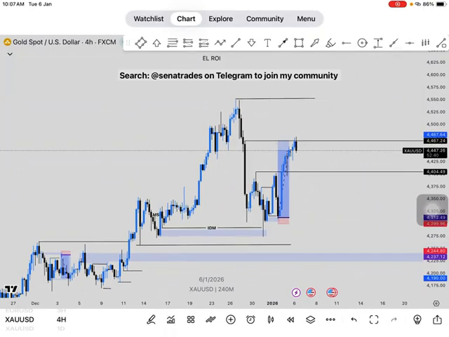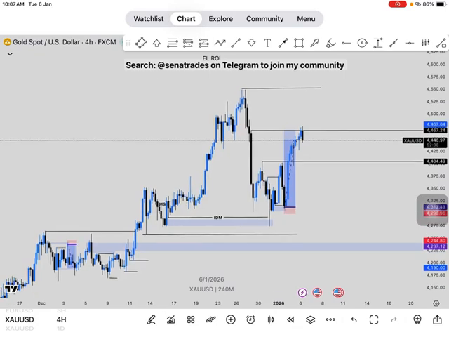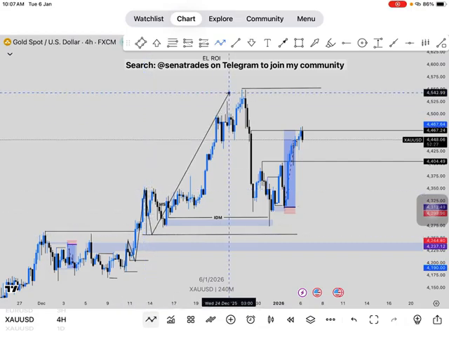So on the 4-hour time frame, you could see that price did this high. Let me show you. Price did this high. This was the low, and this was the high market did, and then we had this low, and then boom, market went to the upside.